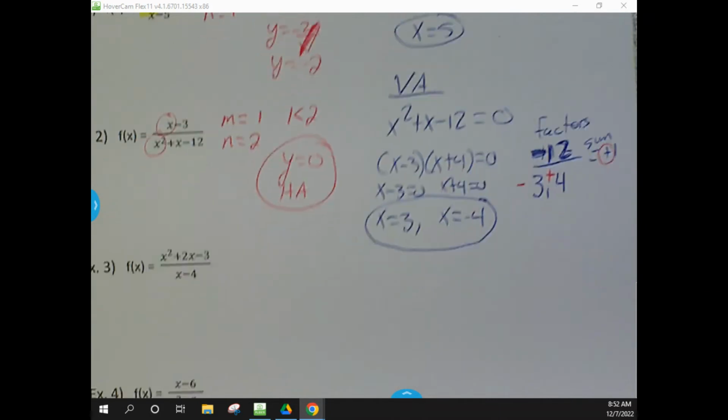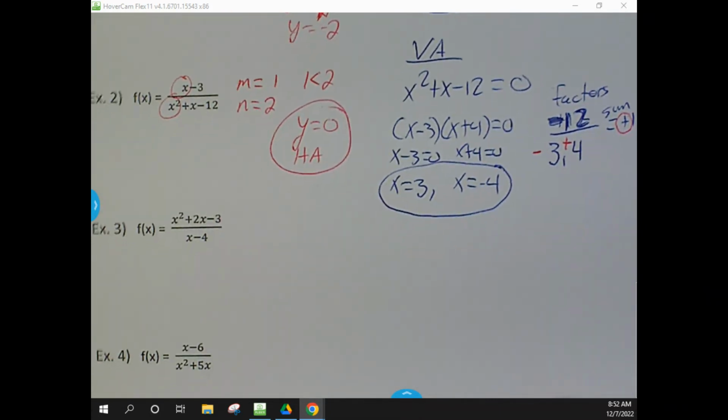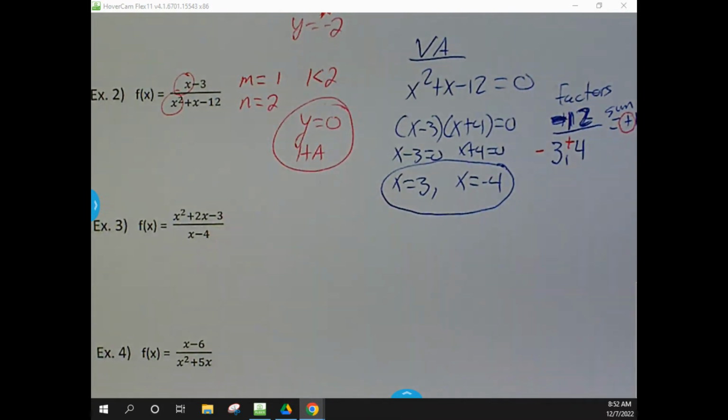Would they have given us 2 blanks for the x's, or would they say like pick 1? How would we know what to do? Oh, we'll show you how to do that here in a minute. We're going to show you how to graph that where you've got 2 asymptotes.